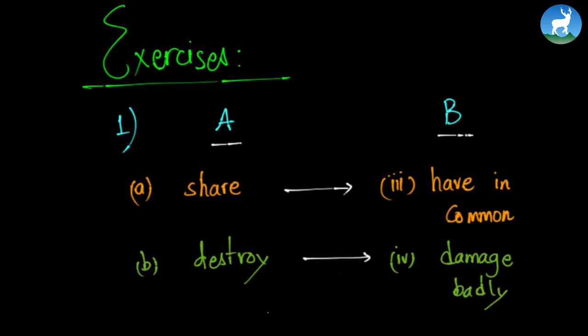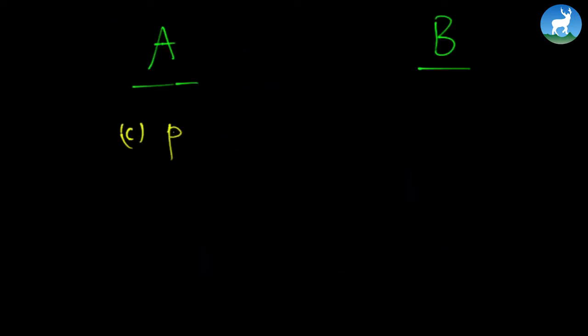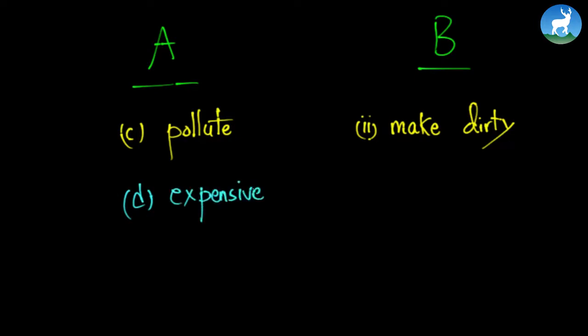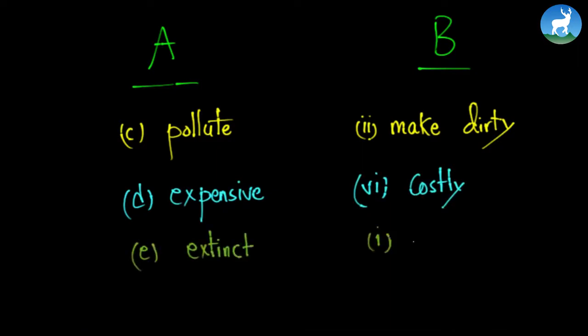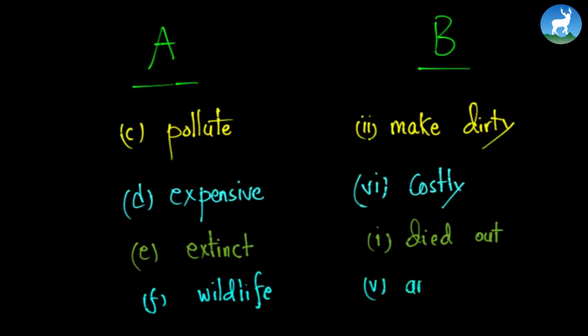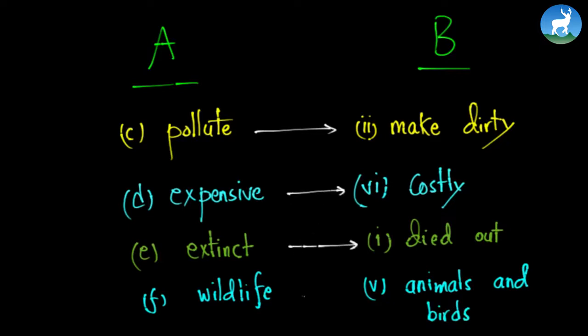So this is from the Match the Following section. The third word we have is pollute. The meaning is make dirty. Let's go on finding more matches. Number D, the word is expensive, and the match to that is costly. Another word, number E, is died out. The last one is wildlife, and the match to that one is animals and birds. So pollute goes with make dirty, expensive goes with costly, extinct goes with died out, wildlife with animals and birds. So this is the end of the match the following section.